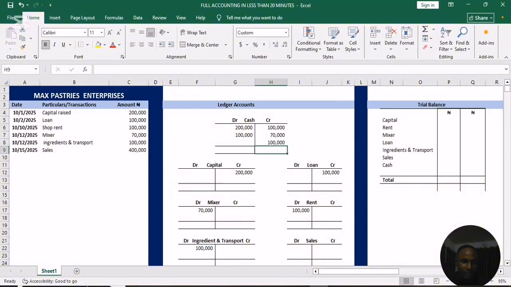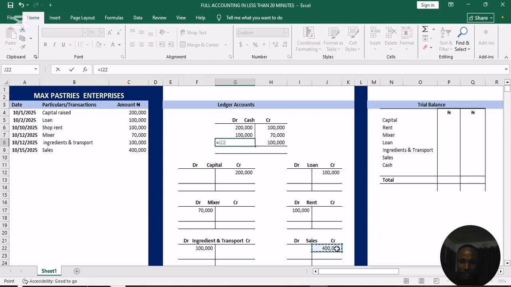So next we have the final transaction, which is the sales. Sales is meant to bring in cash, because when you make a sale, cash is getting into the business. So right here, the sales account will be credited. Here we put our equal to, then pull it in. It's up here. So the corresponding entry at the cash, we hit equal to at the debit side, then pull up the 400K.